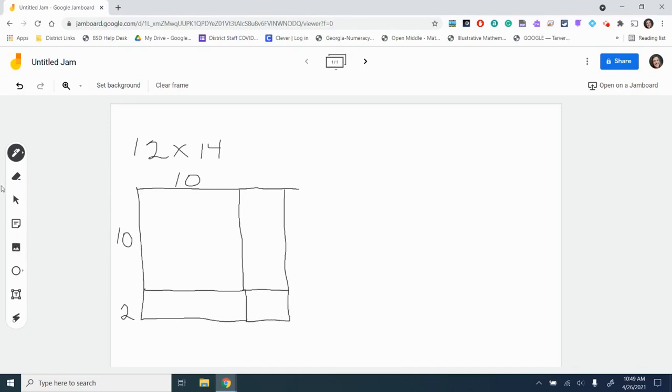And then I've got a little piece here I want to erase. So, okay, that's pretty close. So 10 plus 2 is 12, and 10 plus 4 is 14. So what's happening in our area model?